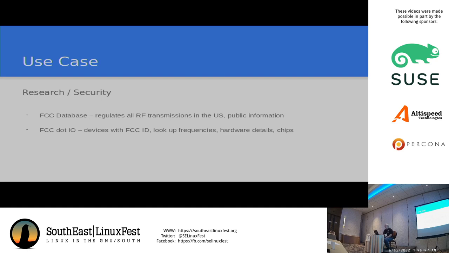So once you know what that device ID number is, you can go to another website that someone has put up at fcc.io, which is a much more user-friendly interface to get to that FCC database. If you found the FCC ID for that device, you drop that ID in that website, and it'll give you all the details that are in the database. Like what frequencies that device is on, the details of the hardware, what chips that device is using, everything that the manufacturer had to submit to the FCC to get that device approved. So if you're wanting to get into more research and reverse engineering, that's a good source of information.